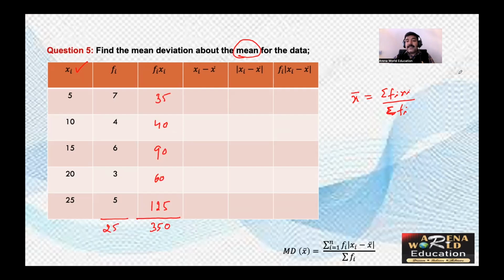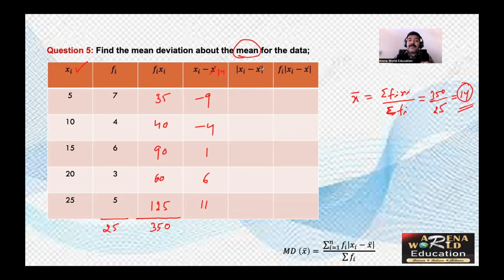So what is the final answer? Yes, this will be 350 divided by 25. And this is equal to 14. It means, yes, mean is equal to 14. So what is the next step? Next step is just like question number 1. Difference of each xi with 14. Right? So 5 minus 14, yes, minus 9. 10 minus 14, minus 4. 15 minus 14, 1. 20 minus 14, 6. And 25 minus 14, 11.